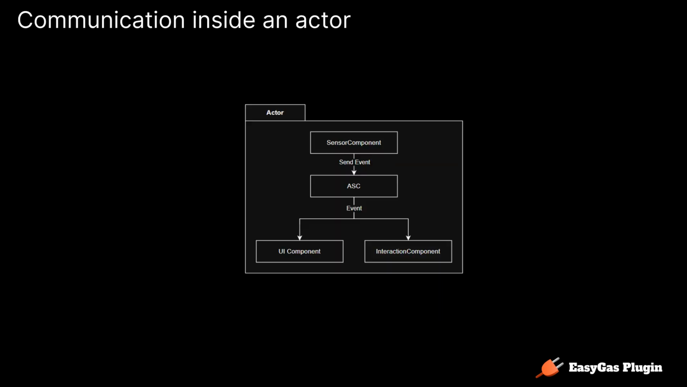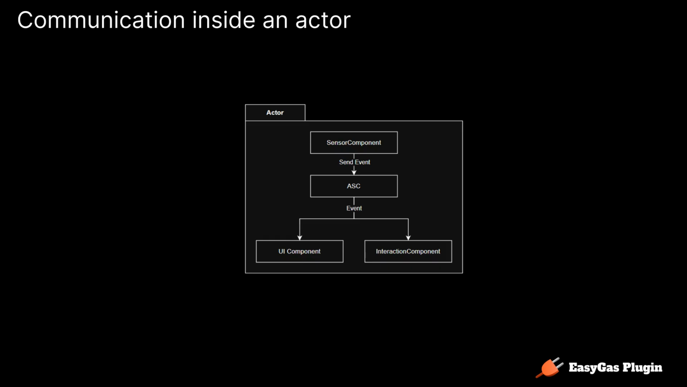Regarding inner component communication, there are many possible use cases here. I'll briefly cover a few. First, communication inside an actor. A combination of an event tag and a payload form a contract that can be used for decoupled communication between components of the same actor. Components don't need to know about each other directly. They don't need references or interfaces. They can simply exchange data via events.